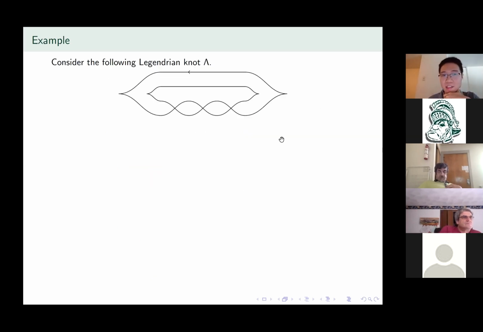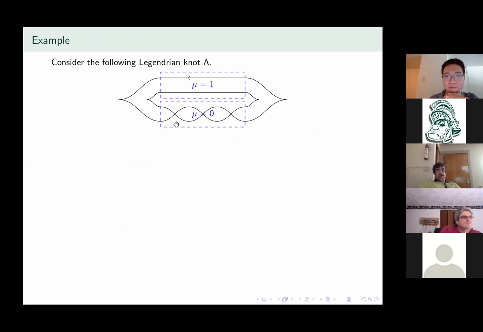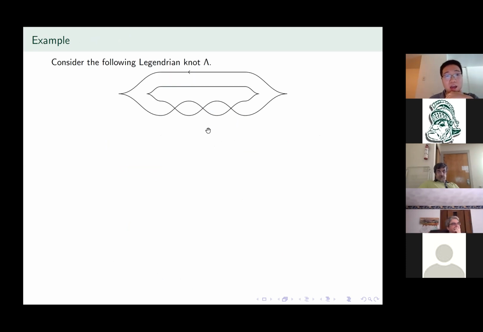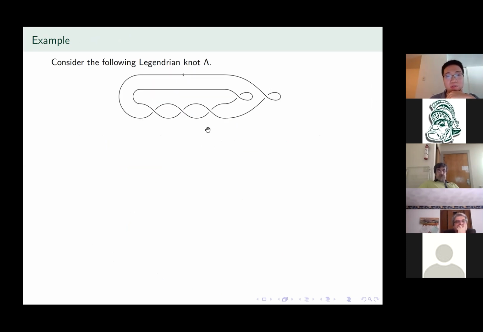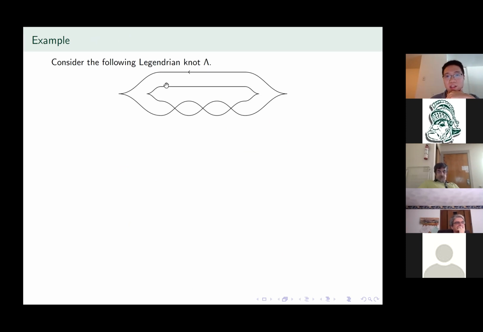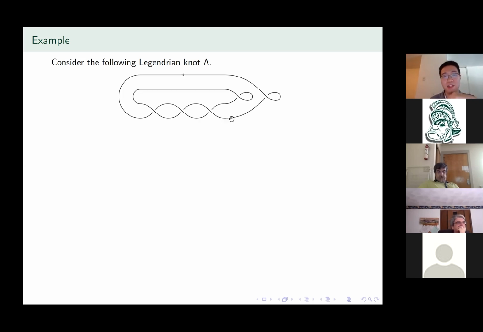So let's consider this Lagrangian link. Okay, so first I assign the Maslov potential. I assign 1 to the top part and 0 to the bottom two strands. Okay, so you see that at each cusp, the top is always 1 bigger than the bottom. Okay, and then I do Ng's resolution to this picture. So I turn the left cusps into a smooth arc, and the right cusps into some sort of loop. So you have that, okay, and I decorate it.